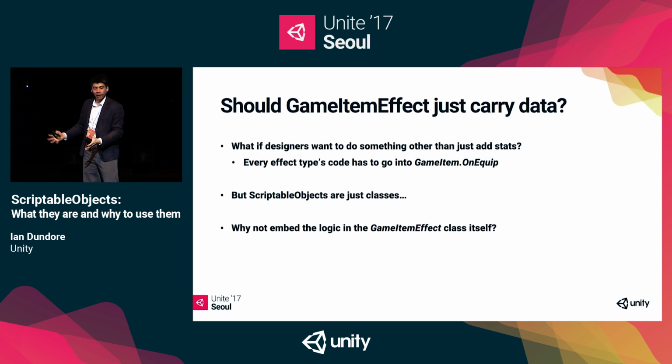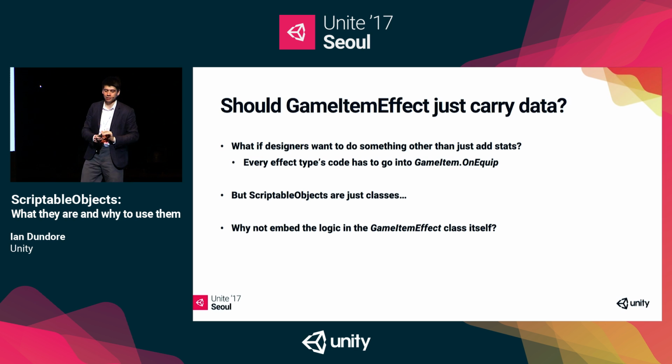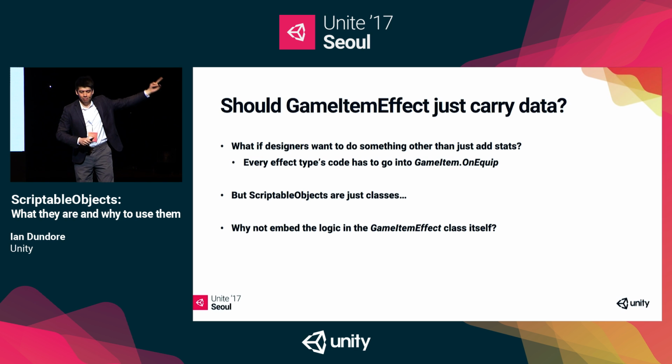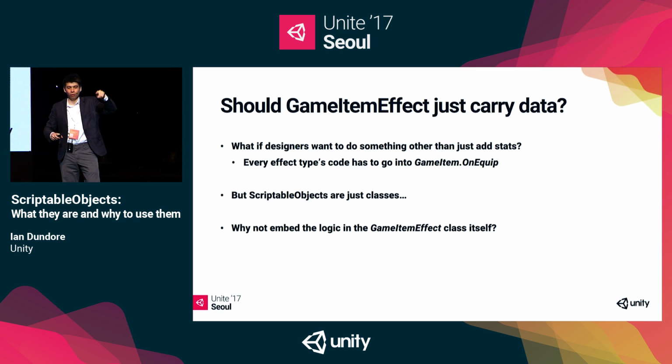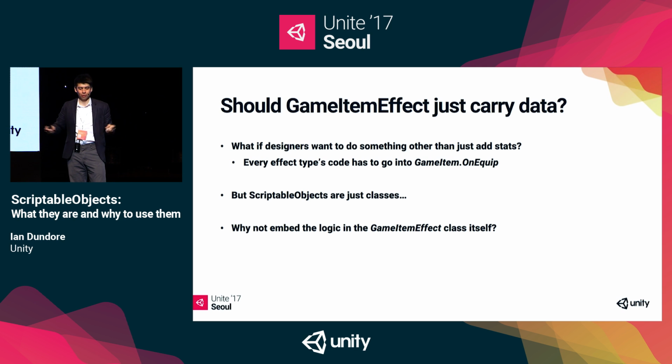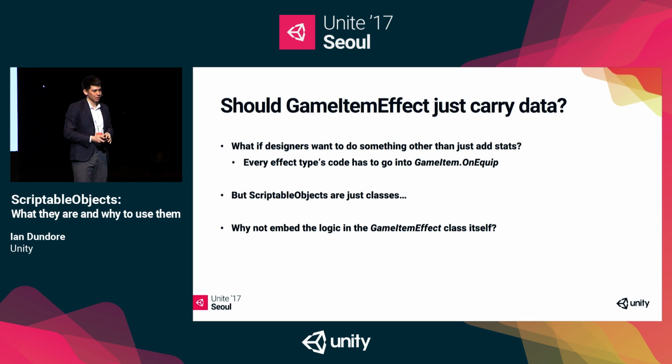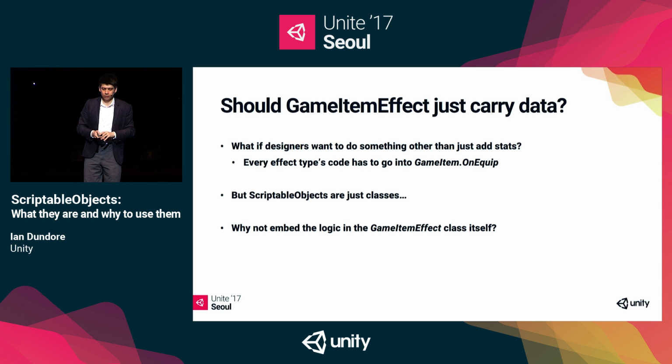Well, if the game item effect class just carries data, we will have to add all the different types of data to that class. And then our game item class will have to implement the code to actually execute all these different effects. That gets messy very fast, and it's very ugly. But why should game item even care about what the effects are doing? Why not put the code for that into game item effect itself?